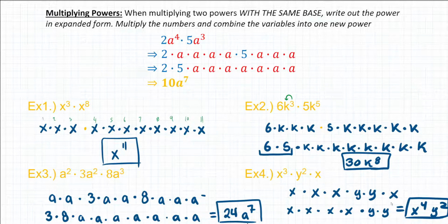In summation, multiplying powers, not a terribly difficult thing to do. Just takes a lot of writing. So expand the powers, move the numbers next to each other, the letters next to each other, recombine. If you have two different letters, you're just going to end up with, well, two different letters at the end. Sweet.